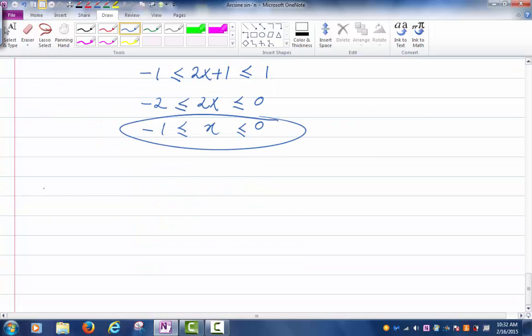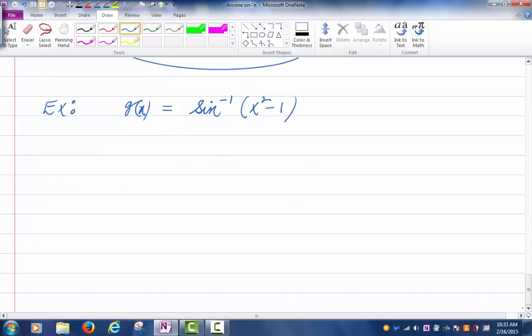Let's look at a similar example. This time, let's say the function g of x is the function sine inverse of x squared minus 1. Again, the same question: what's the domain of this function? How would you answer that? What's the domain of sine inverse?